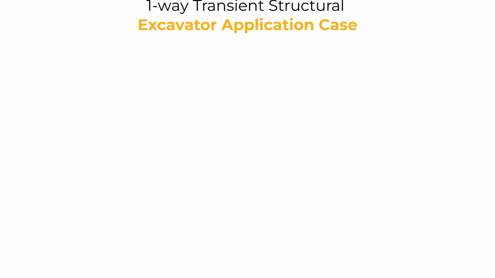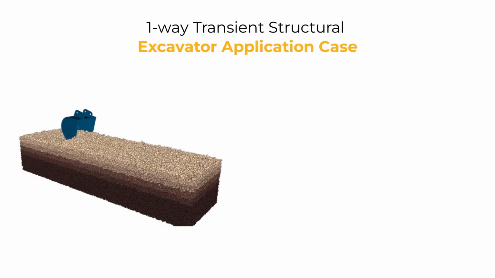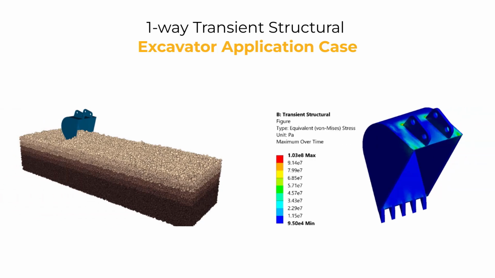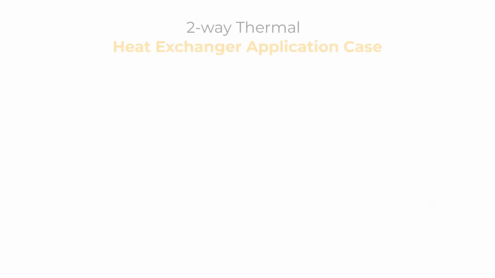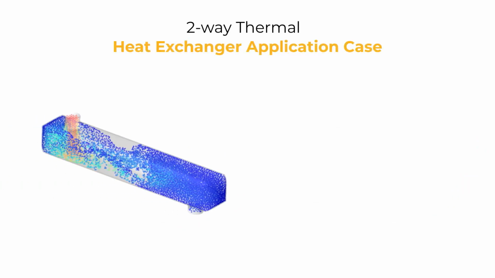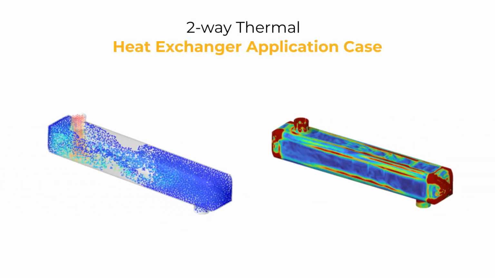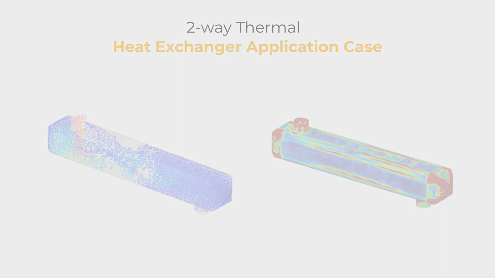Here we have two examples of coupling applications. For the one-way structural coupling, an excavator application case. Bucket excavator interaction with DEM particles using Rocky appears on the left, and the mechanical transient structural analysis of the bucket stresses appears on the right. For the two-way thermal coupling, a heat exchanger pipe case. The SPH temperature using Rocky is demonstrated on the left, and the mechanical heat flux results being post-processed using Ansys Insight are demonstrated on the right.